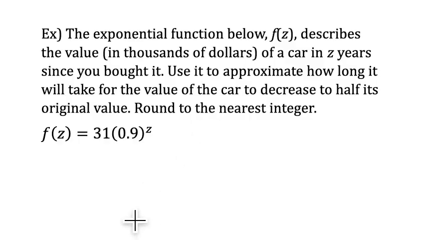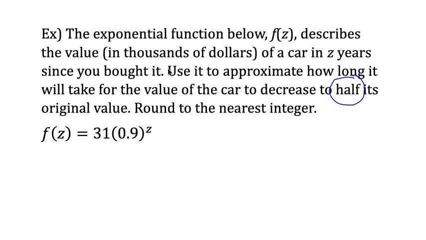Let's read through this word problem carefully. The exponential function below, f of z, describes the value in thousands of dollars of a car in z years since you bought it. So z is for time, and it's how many years it's been since we bought the car. Use it to approximate how long it will take for the value of the car to decrease to half its original value. Keyword there: round to the nearest integer, so no decimal places.